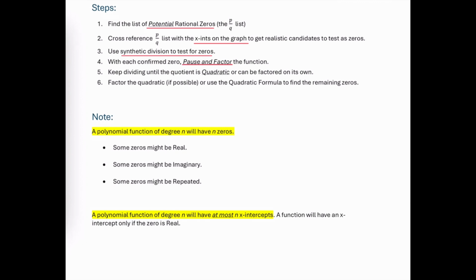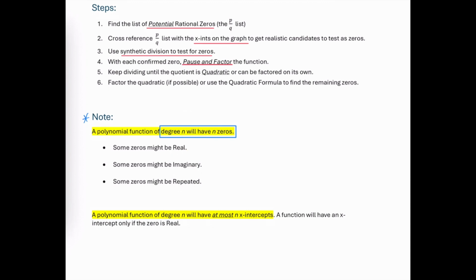Before we get started, let's make note of a couple of things. We can expect a degree n polynomial to have n zeros. The number of zeros is going to match the degree of the polynomial. But some of those zeros could be real, some of the zeros could be imaginary, and some of the zeros could be repeated. But when taken all together, the number of zeros is going to match the degree.